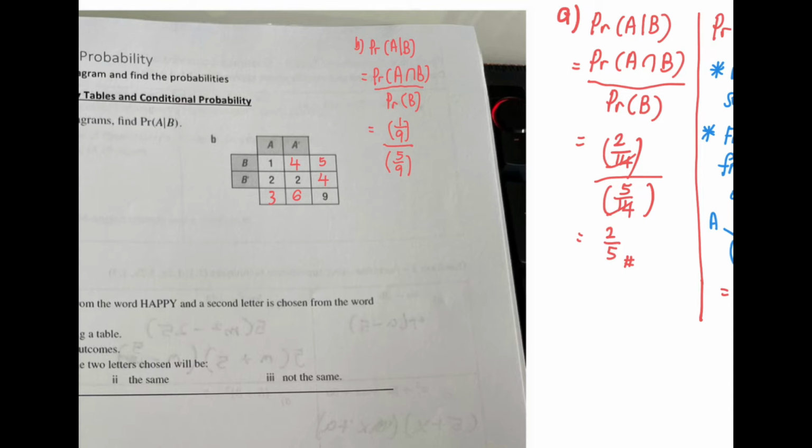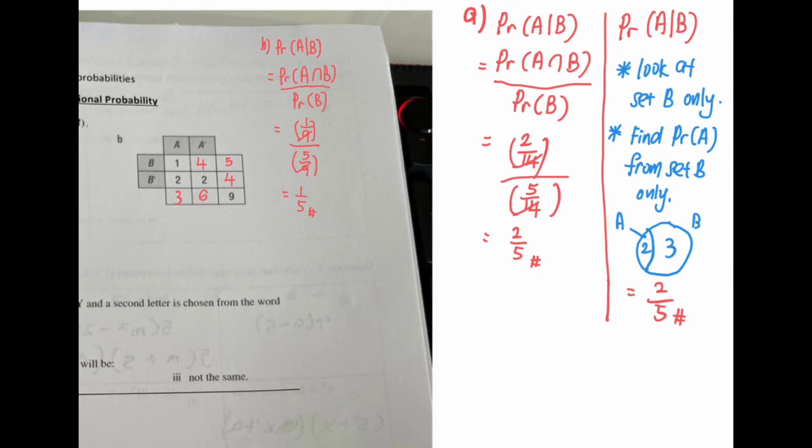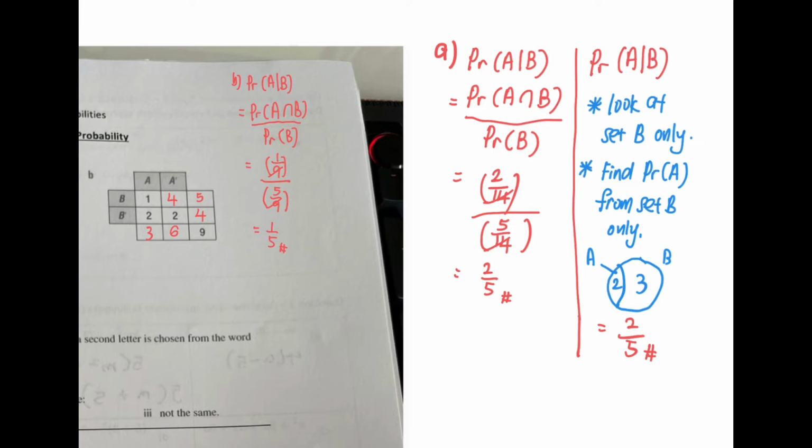Okay, so then we can just simplify it. We can cut the denominator up and down, and we end up with 1 over 5. So this is the first way. The second way is we follow back this way: probability of A given B. As you can see on the right hand side here, look at set B only.